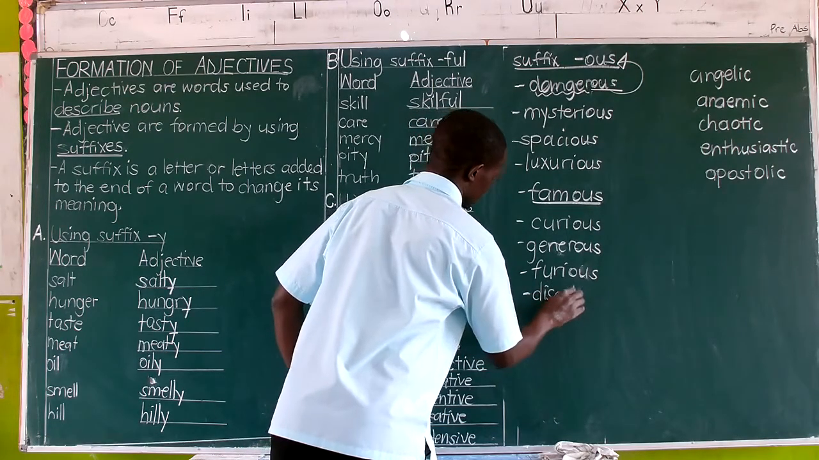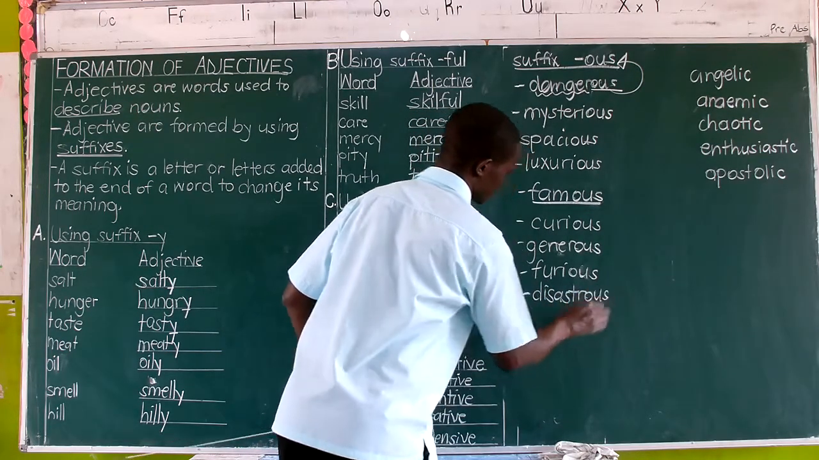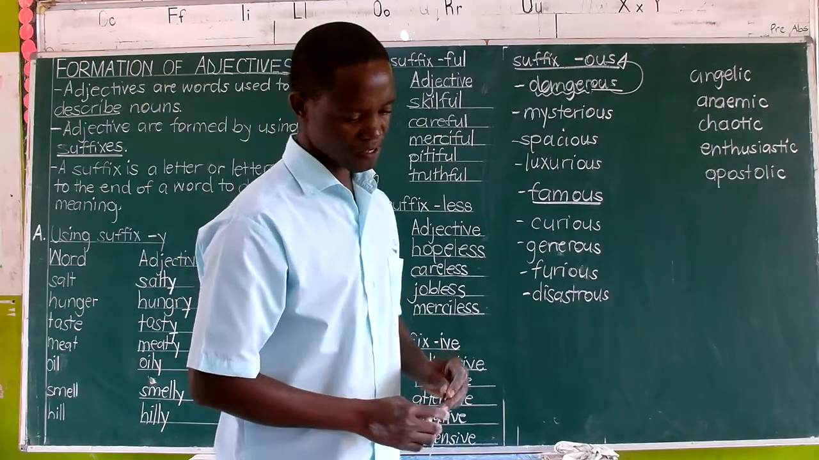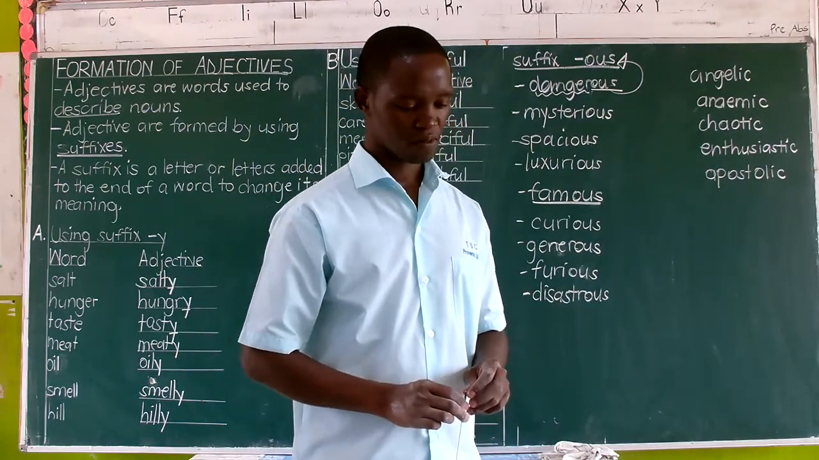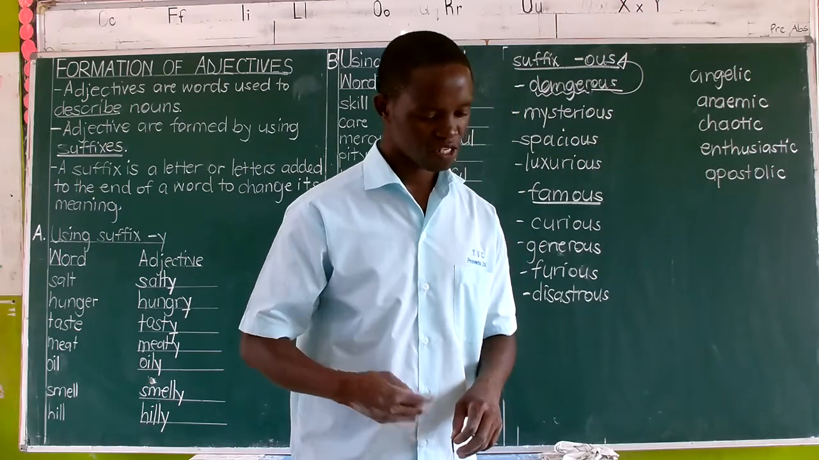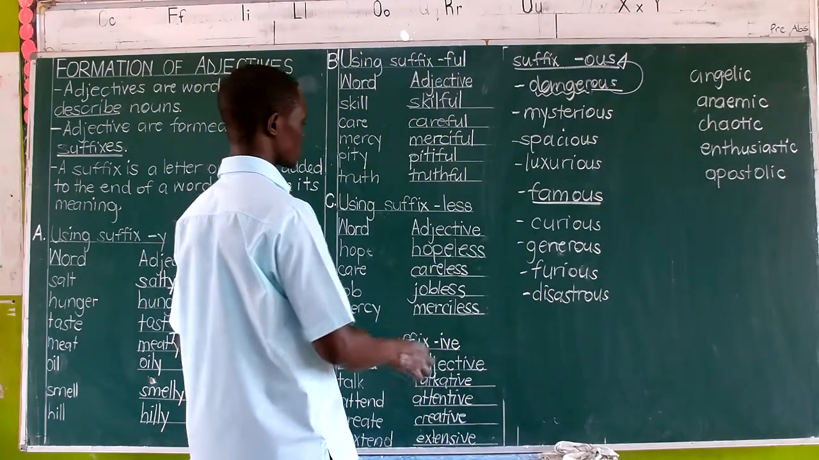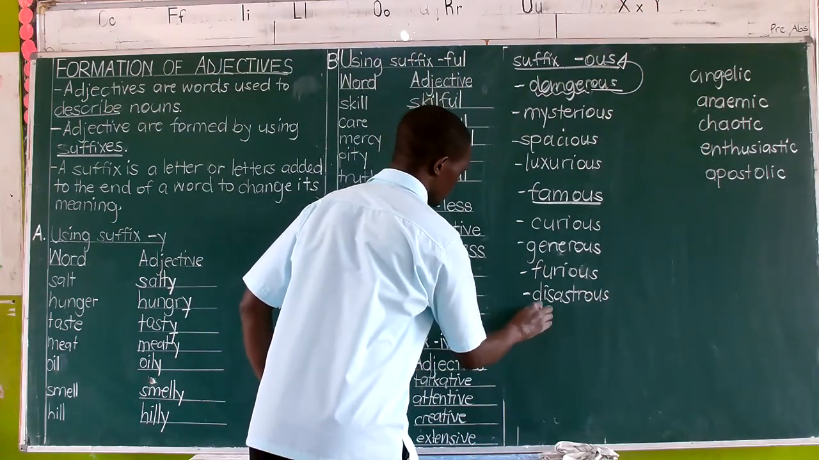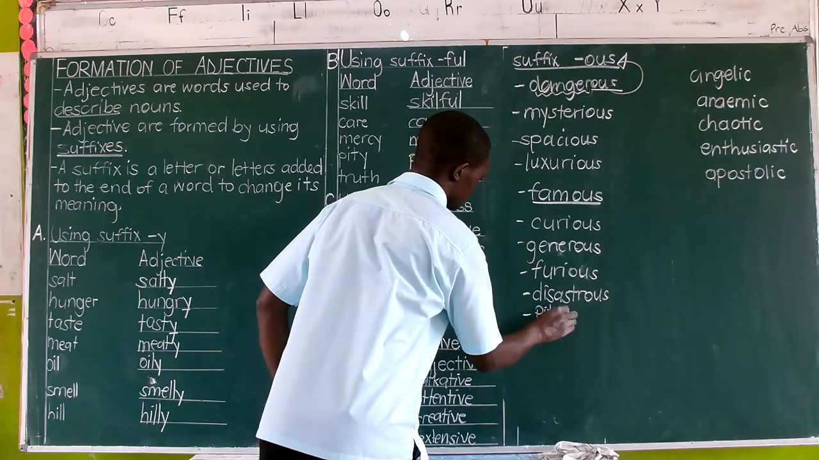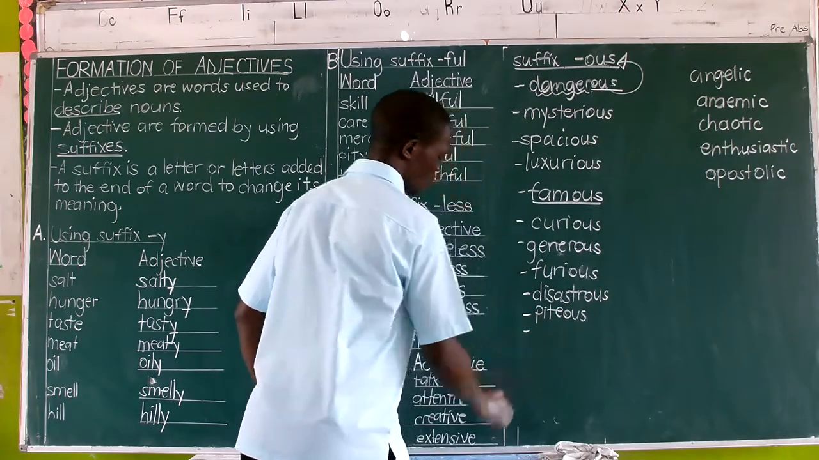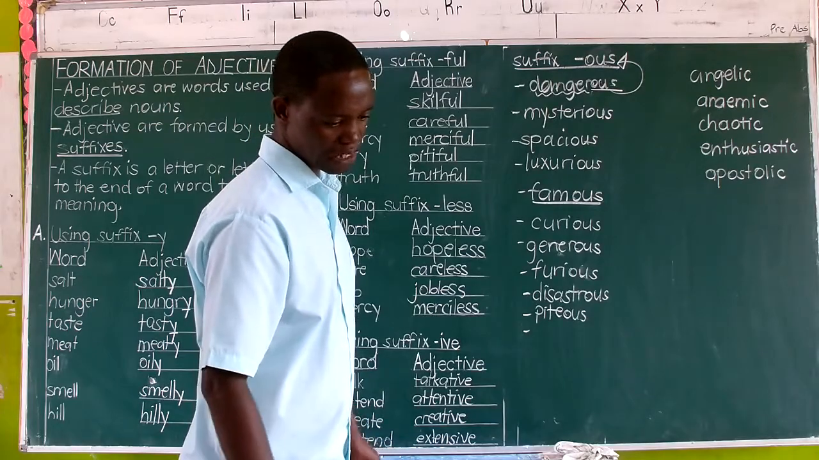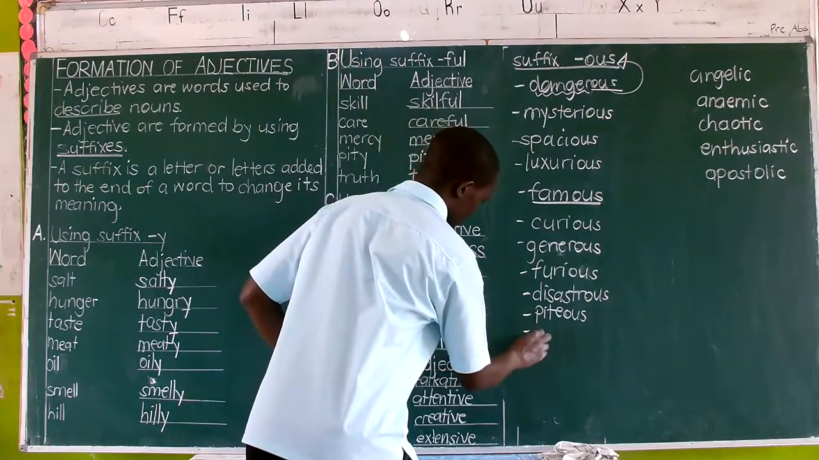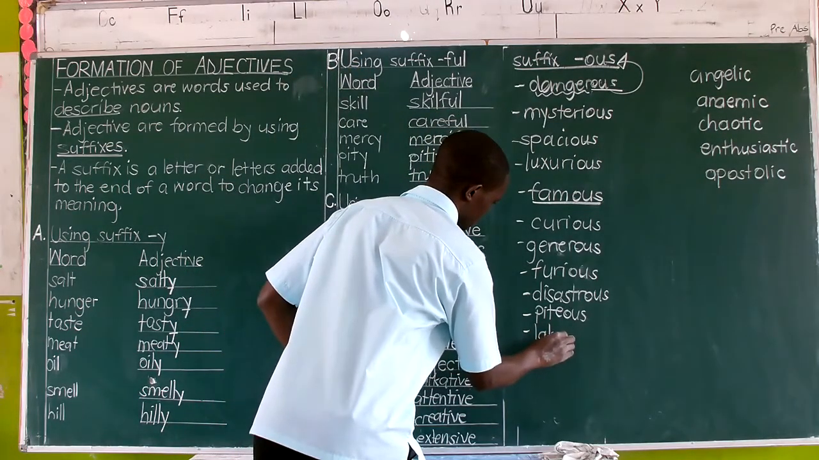Disastrous is our adjective from disaster. Next, pity. That is piteous. If you are using suffix OUS, it will become piteous. We have another word here which is labor, changed to laborious.